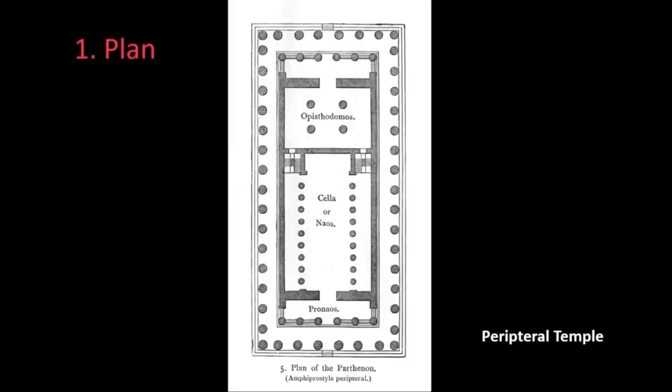But what's this all about? Well, ultimately, your job is to analyze buildings. When I consider a new building, I always consider the plan first. And you can see here that the plan of the Parthenon is what's known as a peripteral plan, meaning it's surrounded on all sides by columns. You can see here the cella or naos, which was the temple used to house the image of the goddess. The opisthodomos is the place where the money was stored.